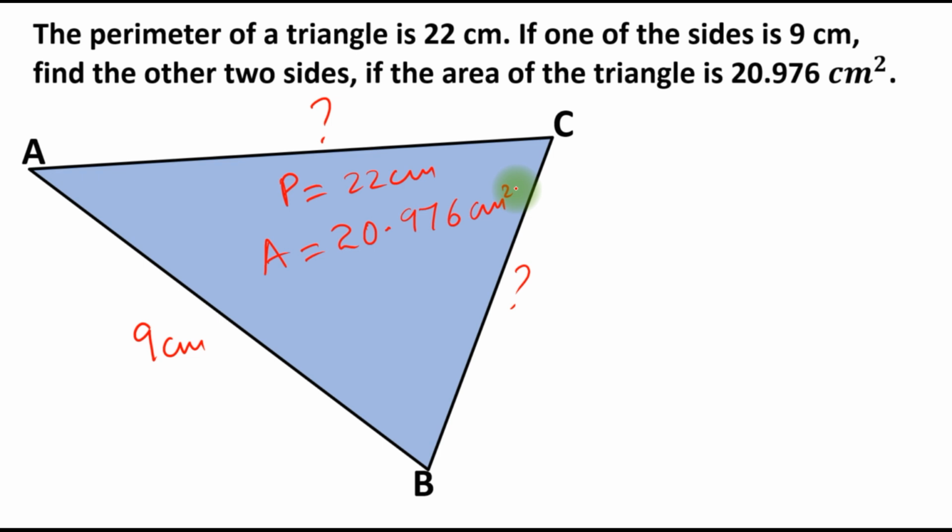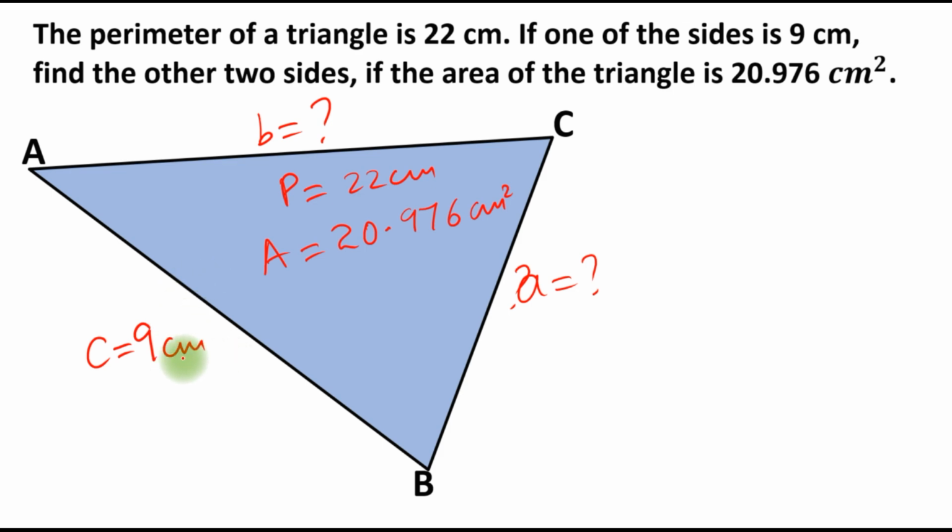20.976 square centimeter. So this side which is opposite to vertex C, call it C, and the other side which is opposite A, call it A, and the other side B. So what is A and B, if C is actually 9 centimeter? So from that information we have now will help us to get the next.